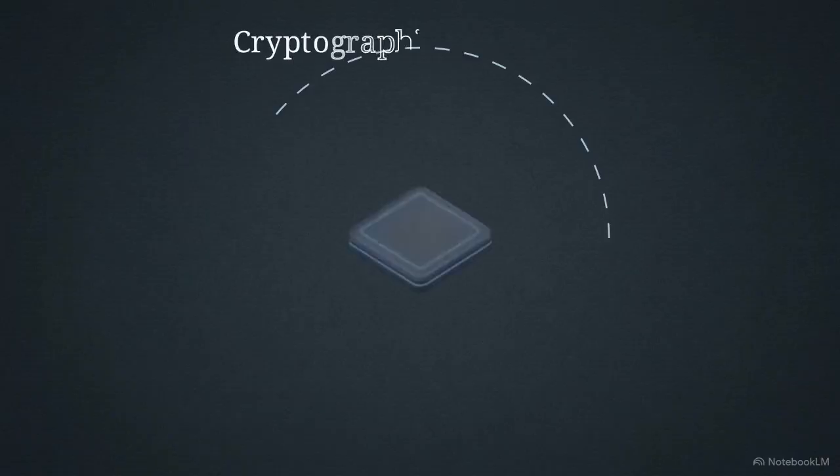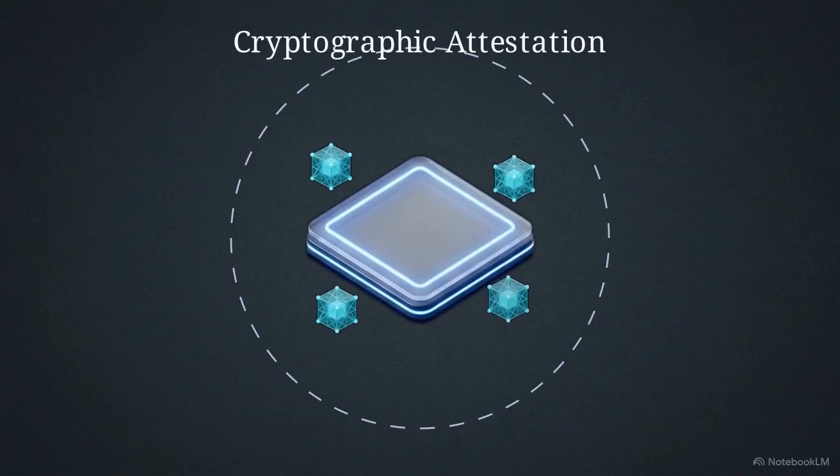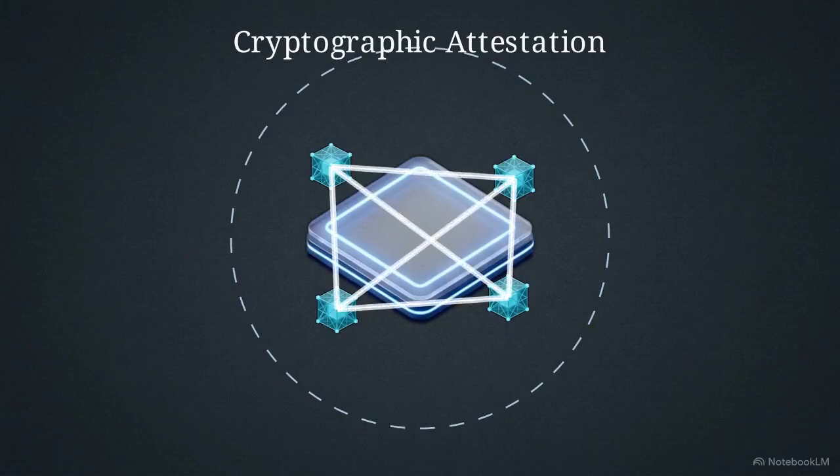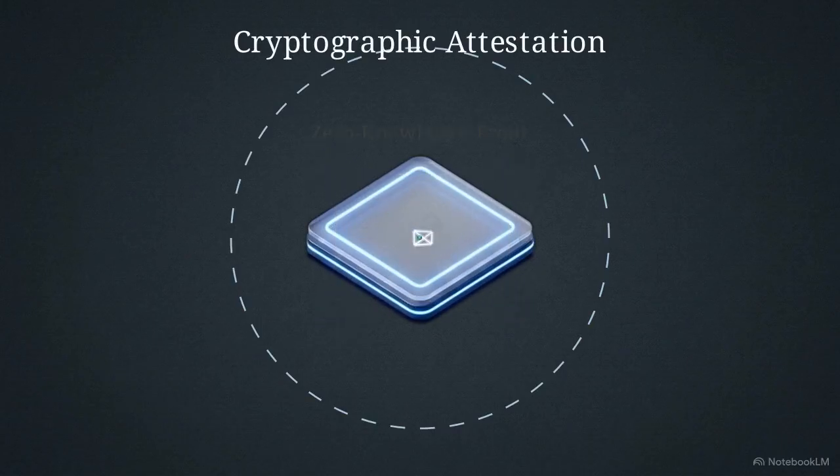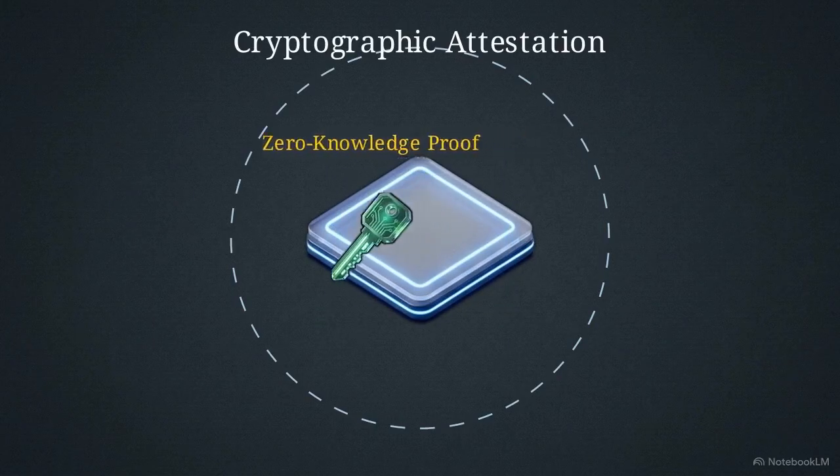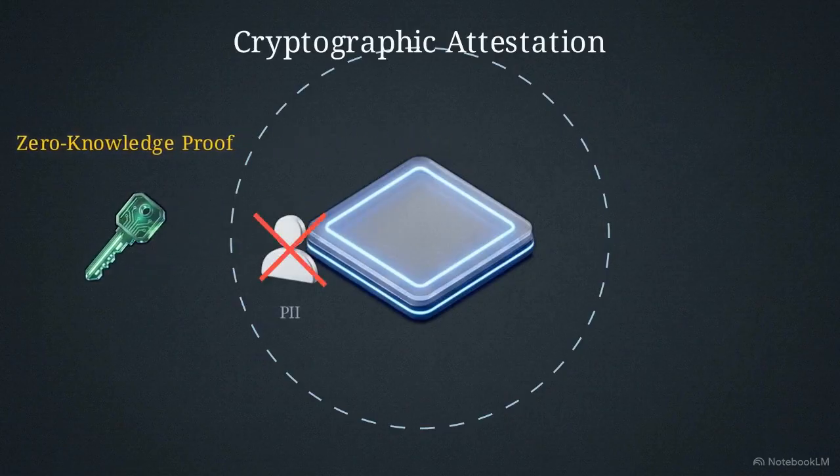Step 2 is cryptographic attestation. When the network needs to verify a piece of reality, the edge evaluates the query locally. It returns a zero-knowledge proof, completely omitting any personally identifiable information from the transaction.